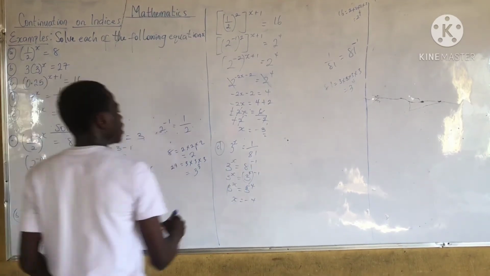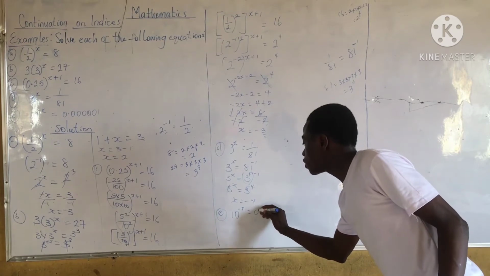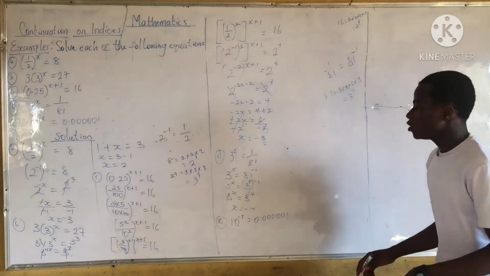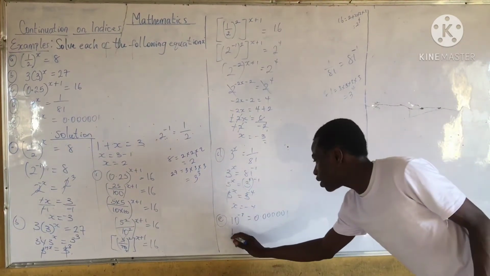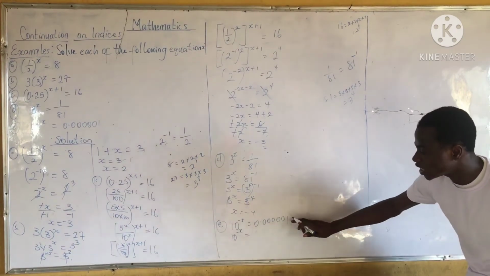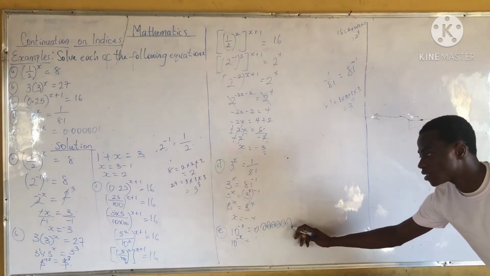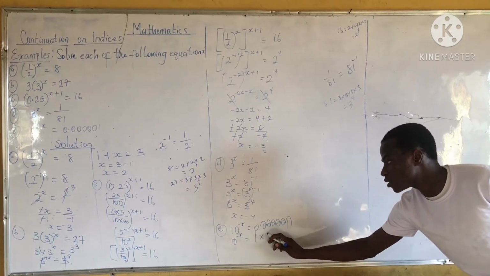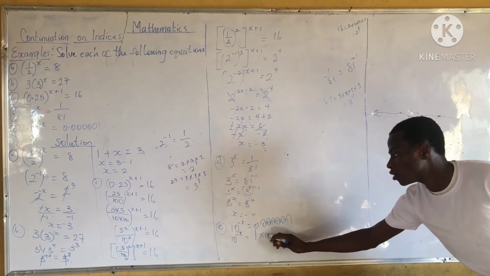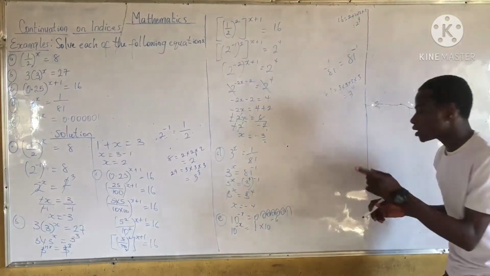Then for the fifth one now, it says 10 raised to the power minus x equals 0.000001. You can see the standard form. So we need to turn this to standard form by saying 10 raised to the power minus x equals what? If I turn this to standard form, we move it to the significant figure 1. How many times? 1, 2, 3, 4, 5, 6. So it becomes 1 times 10 raised to the power minus 6, because we move it 6 times backwardly.